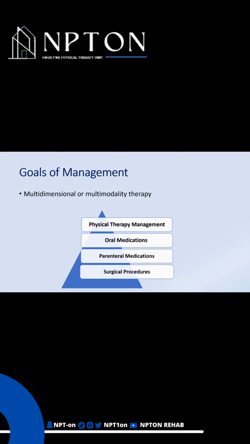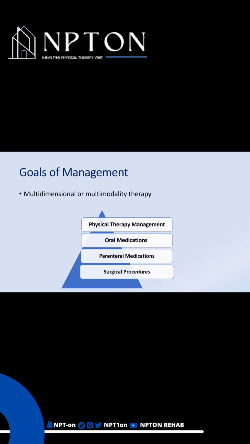Now we'll talk about the goal of the treatment. The treatment of spasticity is multi-dimensional therapy, and it requires collaboration between physician, nurse, physical therapists and occupational therapists. The treatment should be based on factors such as the interference of spasticity with function, pain and sleep, and complications associated with spasticity.